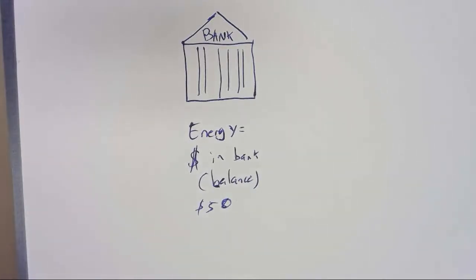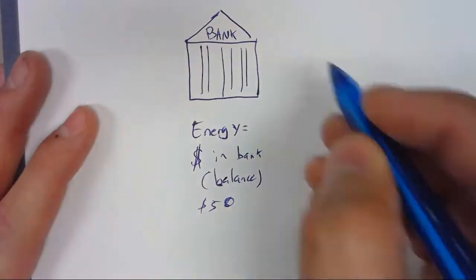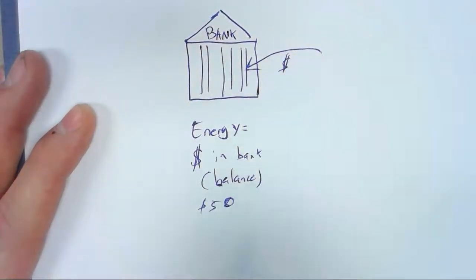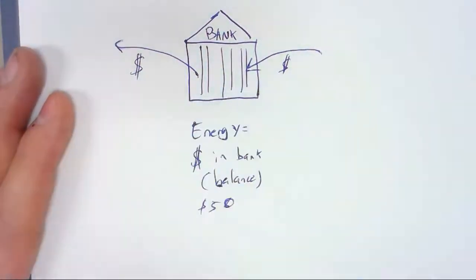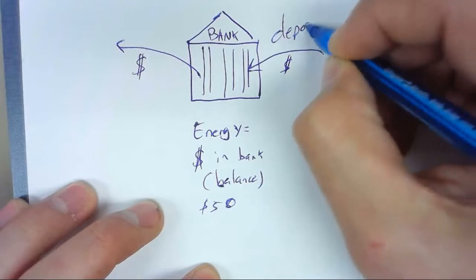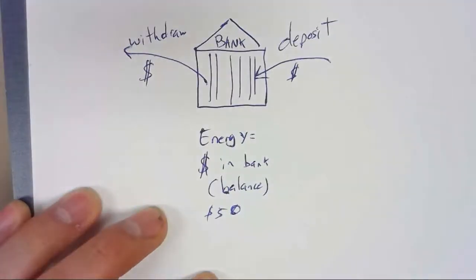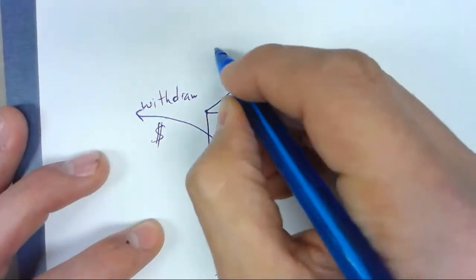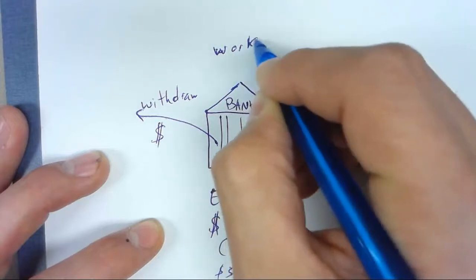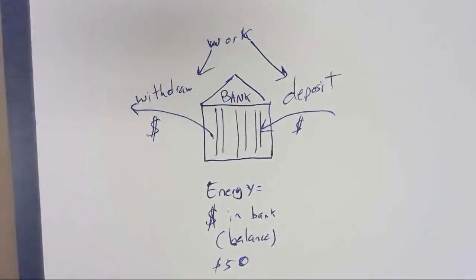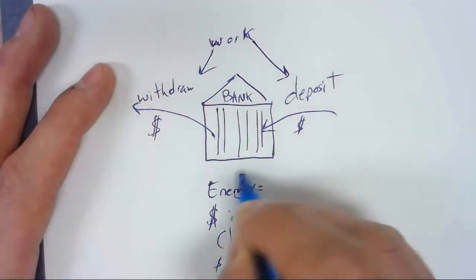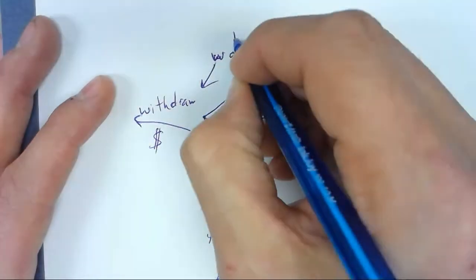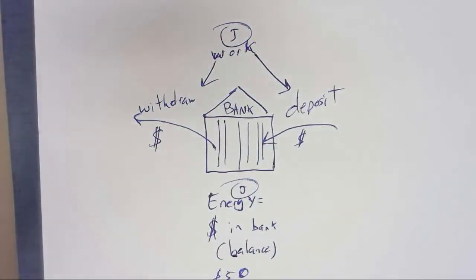There's basically two things that you can do with the money in your bank. You can either put money in, or you can take money out. Very simple. These are called deposits, and this is called a withdrawal, or spending your money. Deposit and withdraw. These two things can be thought of as work. You might remember when we talked about work and energy, we said that the unit for energy was joules, and the unit for work is also joules. Well, that's obvious to see why that is now.